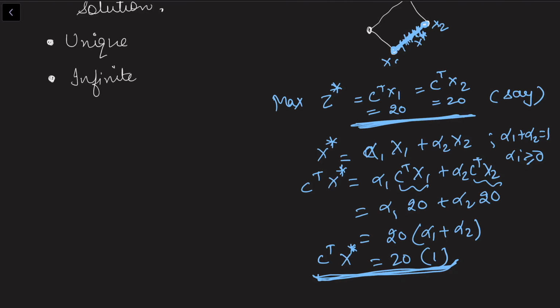And hence we say that either it is unique or it is infinite. Why infinite? Because on this line joining there are infinite points that lie on this line, and hence whenever we have an alternate solution, say x1 is the optimal solution, I have an alternate solution x2. So whenever we have an alternate solution, we can find infinite solutions to that particular linear programming problem.